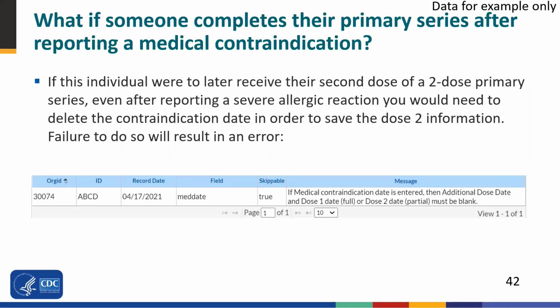If this individual were to later receive their second dose of a 2-dose primary series, even after reporting a severe allergic reaction, you would need to delete the contraindication date in order to save the dose 2 information. Failure to do so will result in the error shown here.